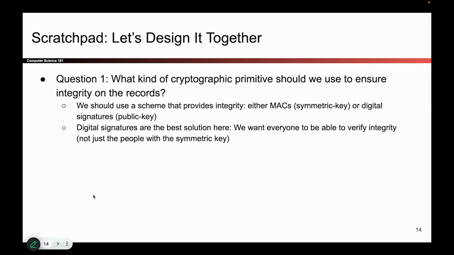Last time we answered the first question, where we said that digital signatures can be used so that the name server signs the record with their private key and everyone else verifies with their public key.